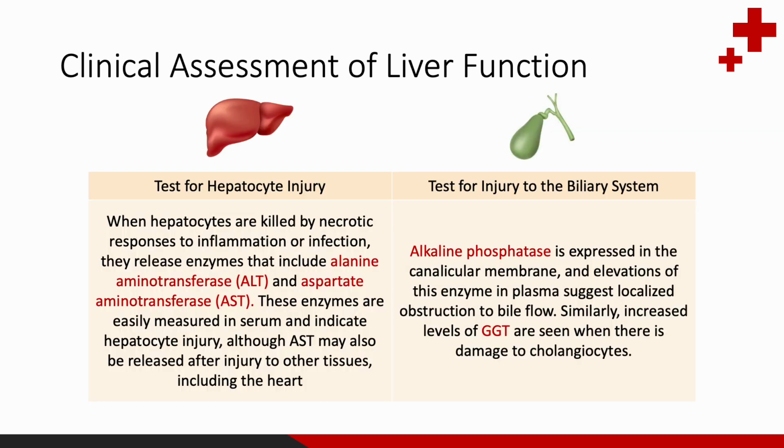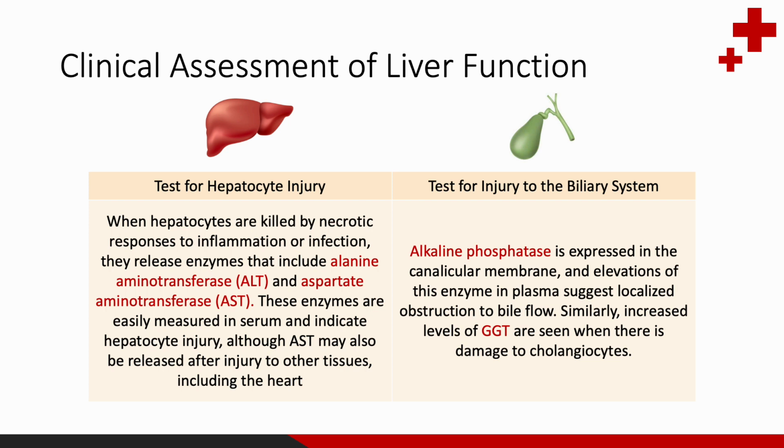Tests for hepatocyte injury include the ALT and AST. When hepatocytes are killed by necrotic responses to inflammation or infection, they release enzymes that include alanine aminotransferase, or the ALT, and aspartate aminotransferase, or the AST. These enzymes are easily measured in serum and indicate hepatocyte injury. Although AST may also be released after injury to other tissues, including the heart.